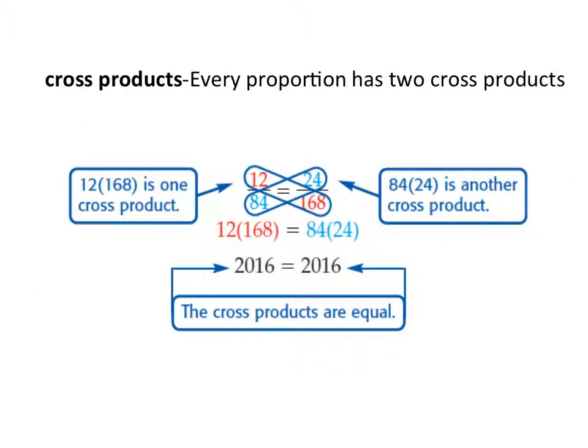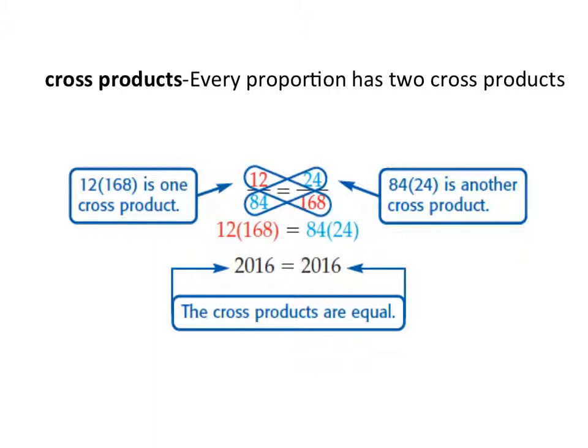How are we going to check our two ratios? We're going to use this idea called cross products. Every proportion has two cross products. You can see here in this diagram that we have 12 over 84 is equal to 24 over 168. We say it's equal, but to test it, we're going to use cross products, where we multiply across from each other. The first thing we're going to do is the ones in red.